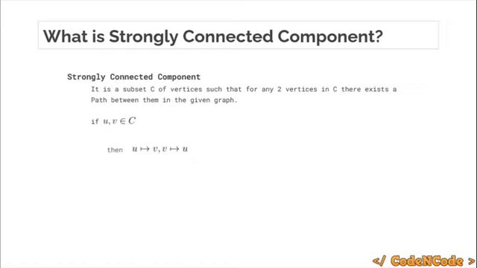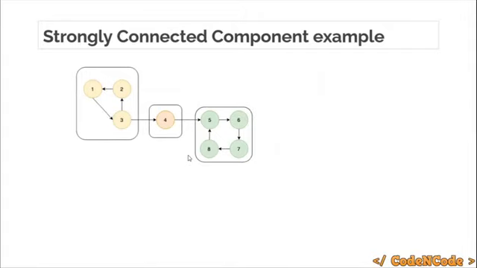In undirected graph, a path from U to V confirms that there is also a path from V to U, because the edges are undirected. But in directed graph there must be a path from U to V as well as V to U. So this is the definition of strongly connected component which we are studying how to find.